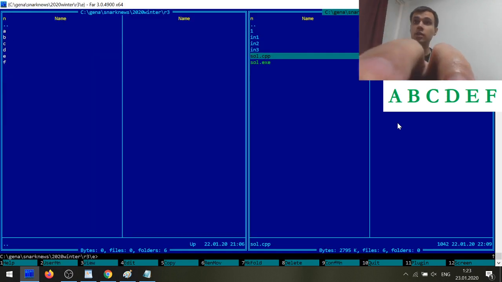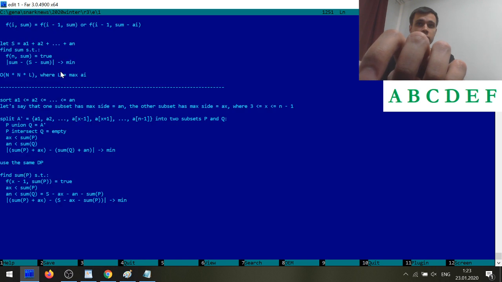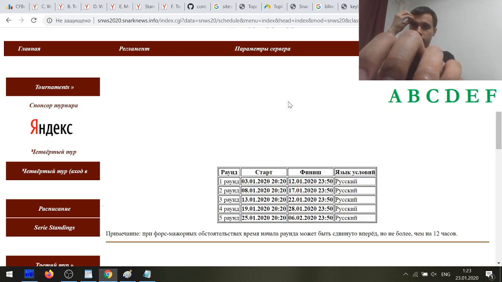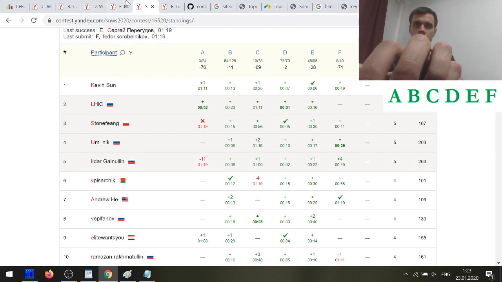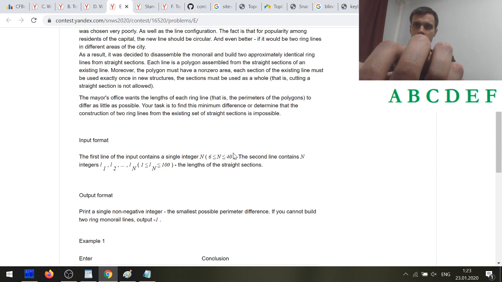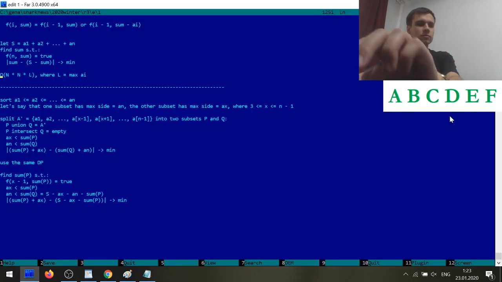My complexity in problem E was n square times L. L is the maximum integer, so it's 40 times 40 times 100, which is 1600 100. University, okay, yeah, makes sense.